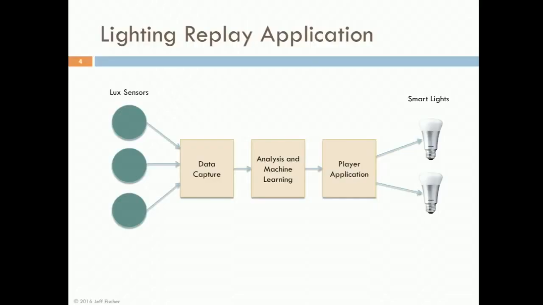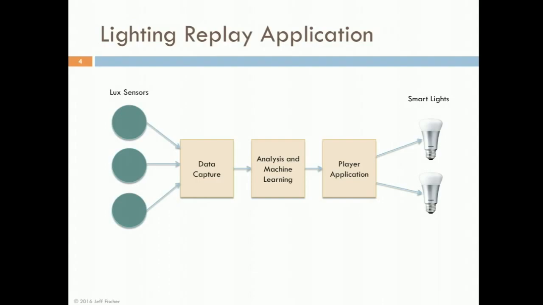So this is sort of how the project works. It's actually 3 separate phases. First, there's what's called the Lux sensor. So Lux is a measurement of the light level, and it's an SI unit apparently. So if you see me using the word Lux, I'm talking about light level.